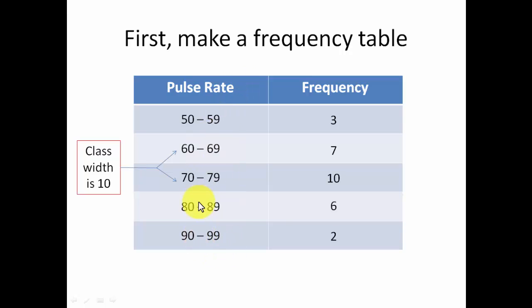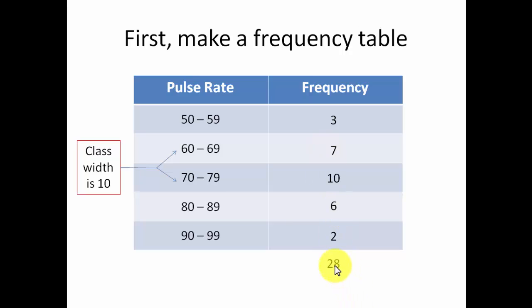Along our horizontal axis, or our x-axis, if you think of it from an algebra class, we're going to have the first column, pulse rates. And along our vertical axis, or the y-axis, we're going to put frequency.